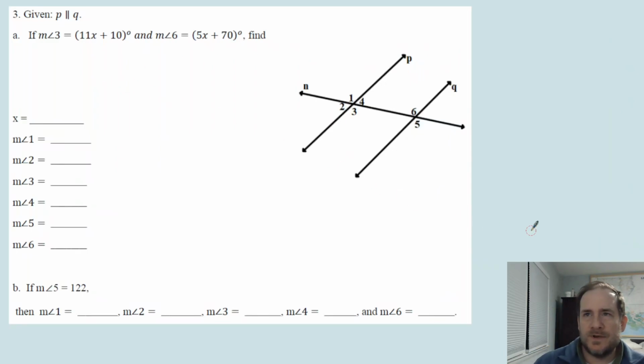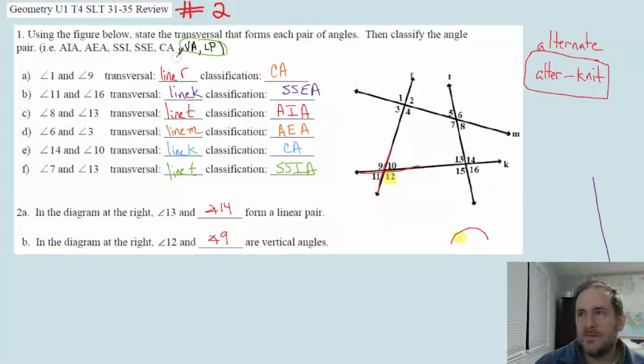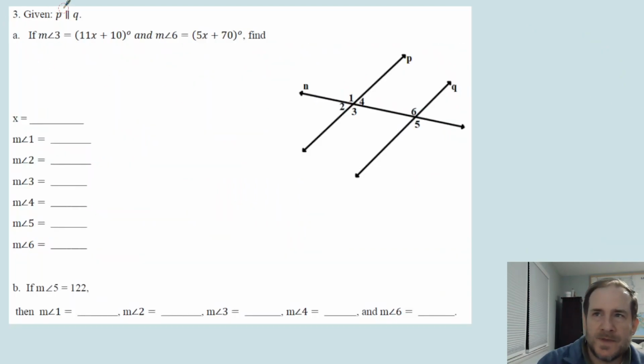Alright, taking a look at number 3. Actually, taking a look back to number 1, remember that here we did not know if the lines were parallel or not. So we could not say that the corresponding angles were congruent or that the same side interior angles were supplementary. None of those rules are active unless you know that the lines are parallel. Now looking at number 3, I do know that the lines are parallel.